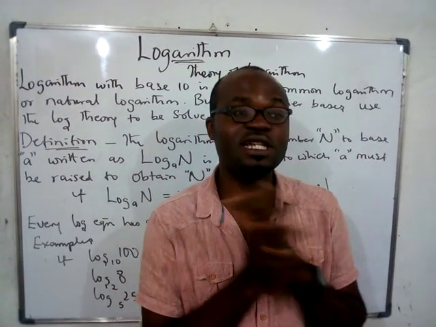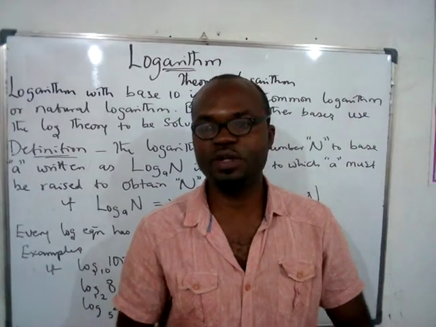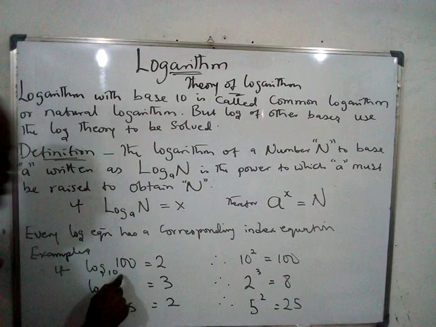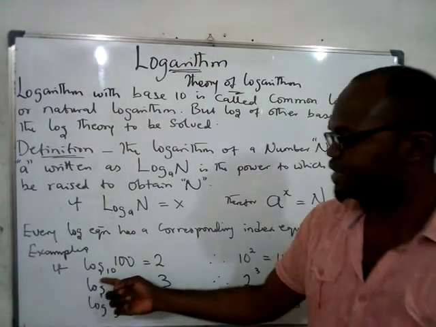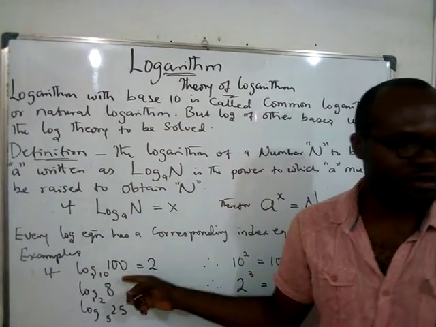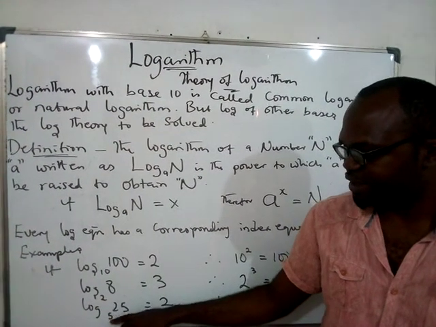We have the common or natural logarithm, which is log to base 10. Whenever you have logarithm of a number like this, logarithm of number 100 to base 10, this is what we call natural logarithm or common logarithm. Is that clear? But any logarithm that we have to other base is not natural.